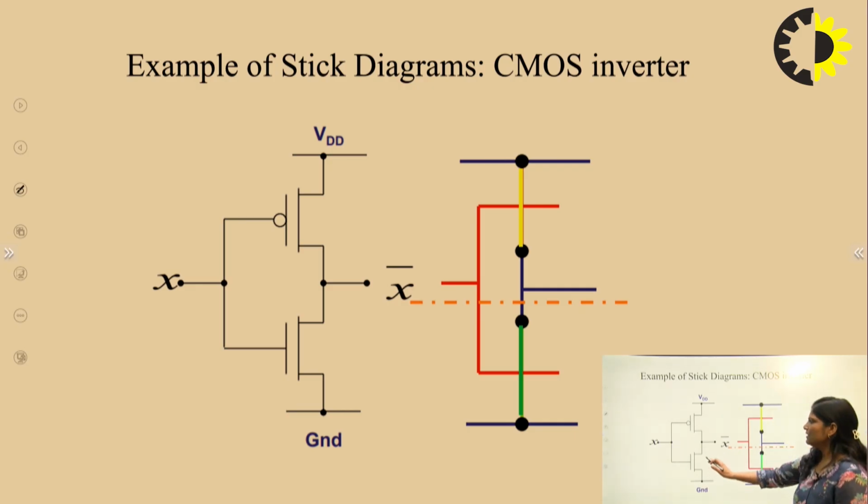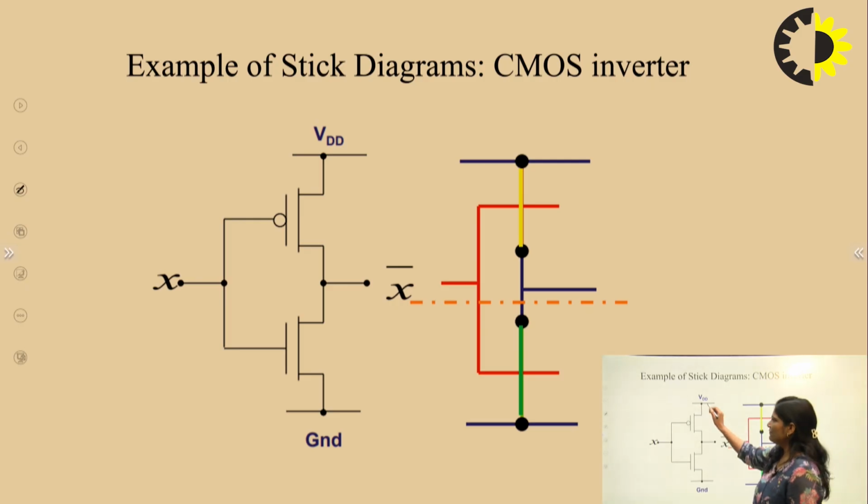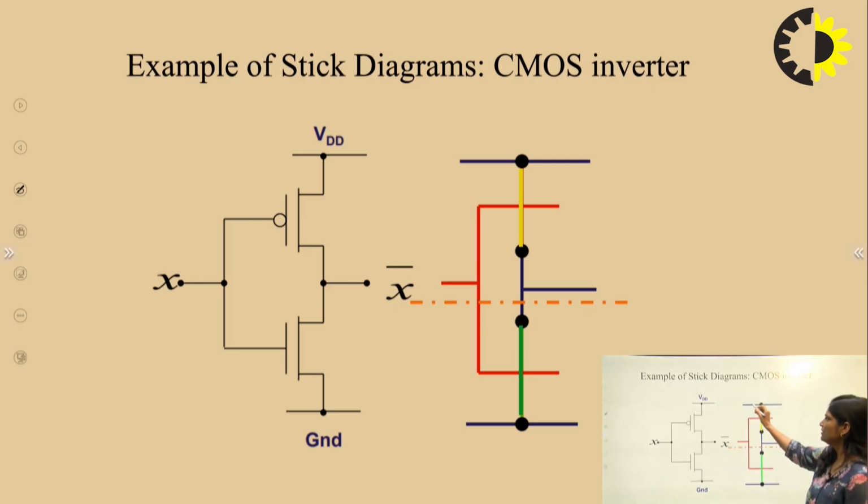Now here, this is a circuit diagram. We have to draw its stick diagram. So VDD, first we have to draw VDD. This is VDD. This is of blue color, meaning VDD is a metal line. This is also a metal line, ground. So first we have to draw VDD, then we have to draw a ground. Both are of blue color and these show a metal line.